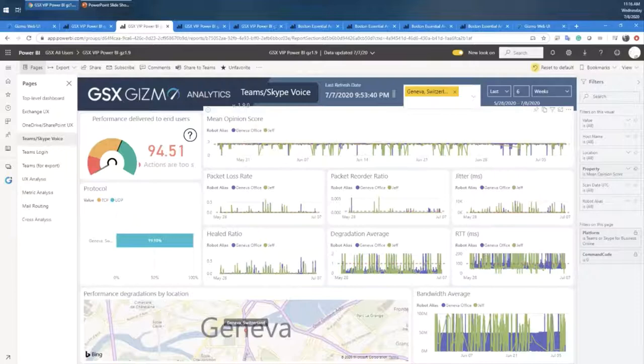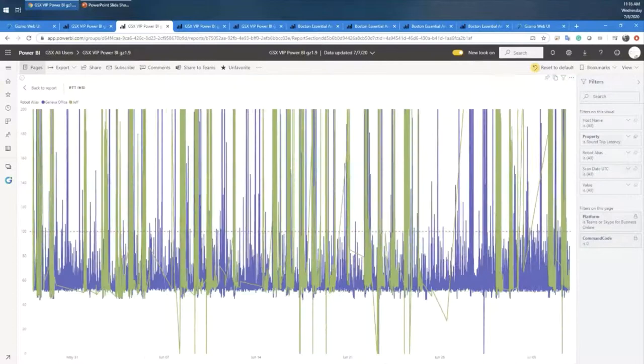We knew it was not a Microsoft issue. Looking at our packet loss rate and our RTT, it is consistently breaching the threshold. So we checked over the data with local IT, quickly identified the router as the root cause of the issue, and a plan to implement a new router at the Geneva office is in place. So you want to make sure all your routers have the latest version of firmware and check how old they are.